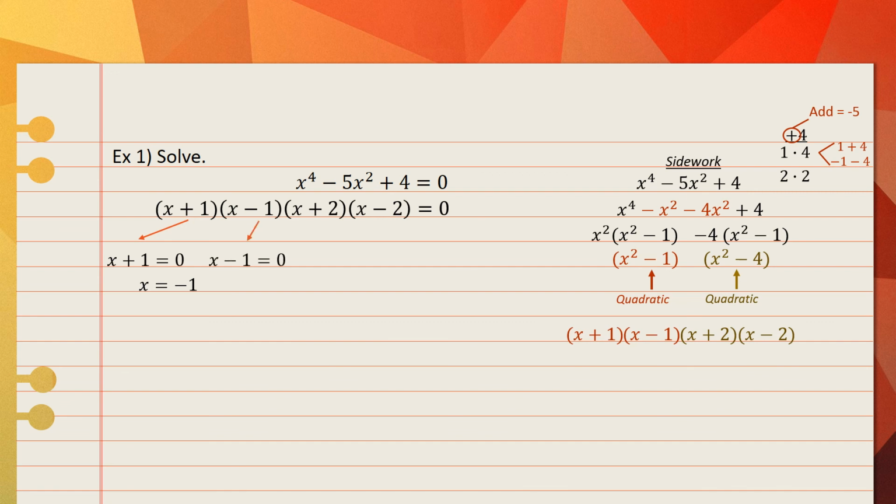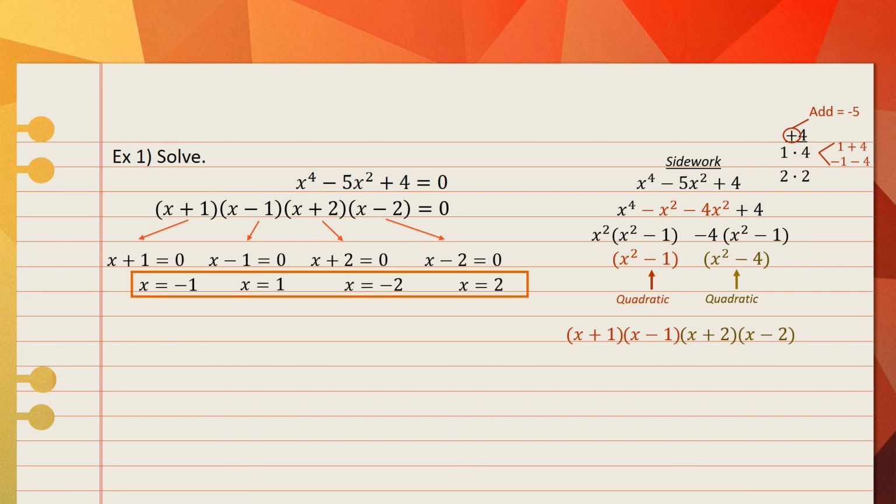The next piece, x minus 1, we set equal to 0. We solve for x by adding 1 to both sides. We find x equals 1. The next piece is x plus 2. We set it equal to 0 and solve for x by subtracting 2 on both sides, giving us x equals negative 2. And then the last piece, x minus 2, we set equal to 0, and we solve for x by adding 2 on both sides, and we get x equals positive 2. And so, these are your solutions.